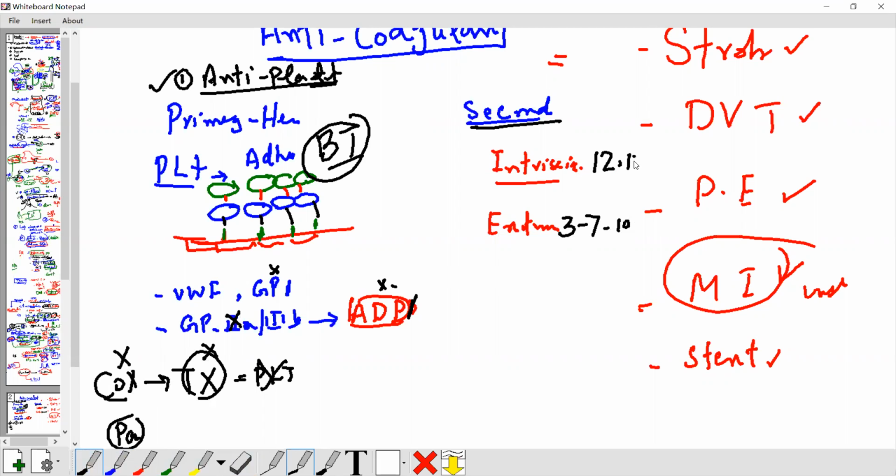This pathway starts from 12, 11, then going to 9, then directly activating factor 10, then also using factor number 8. Okay. So after this, the intrinsic pathway is using factor number 2. Here we are also using factor number 2. Yeah. So this is your clotting cascade, extrinsic pathway and intrinsic pathway.